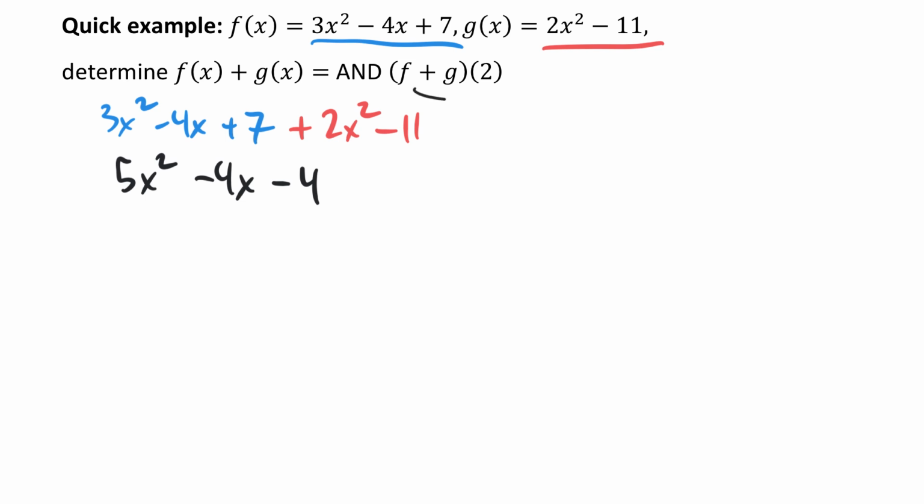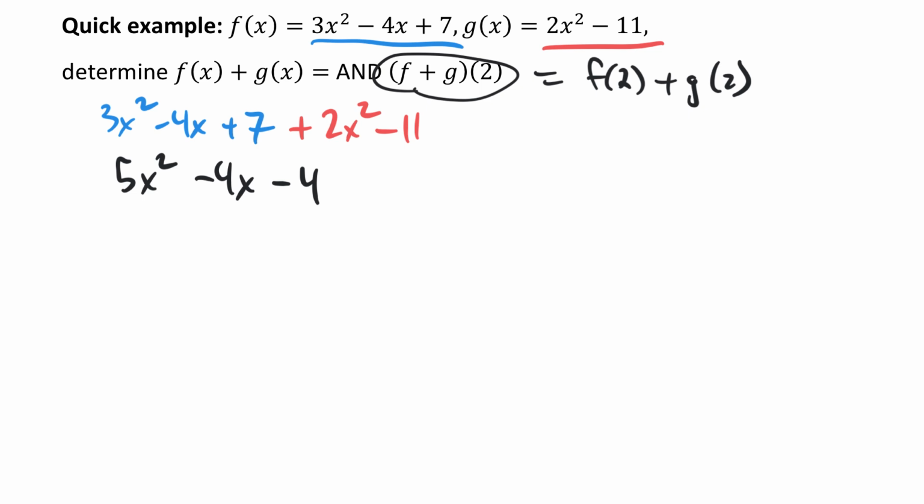And then this over here, this is just notation, f plus g in brackets, and then with a 2 in another set of brackets. It means the same thing as f of 2 plus g of 2. It's just another way of writing it. You might see this on the worksheet or on some of the reviews. So it's just another way of writing f of 2 plus g of 2.